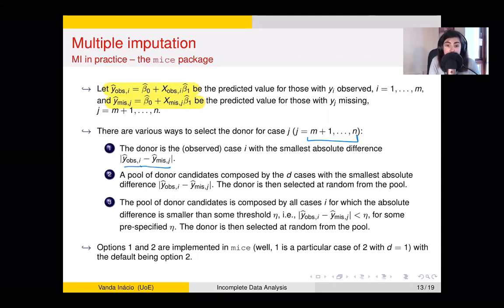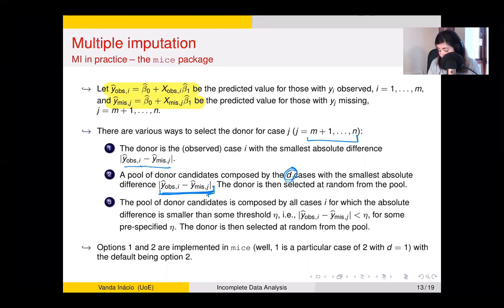Another approach is, I look at this absolute difference, and I form a pool of donors formed by those with the smallest possible difference, and I say that I want d of those. So I compute this absolute difference for case j. So j here is fixed. Then I compute this difference for all i, and I pick as possible donors the cases i that have the smallest difference.